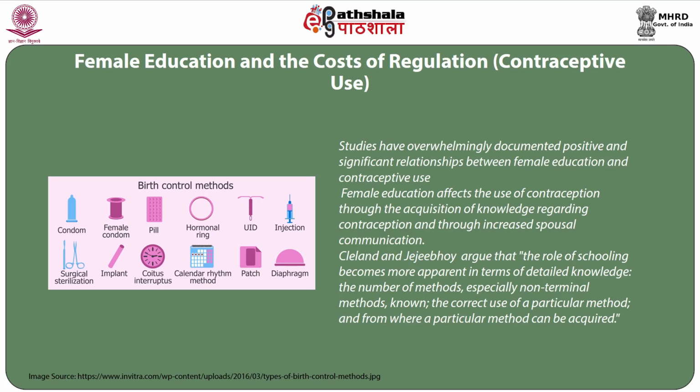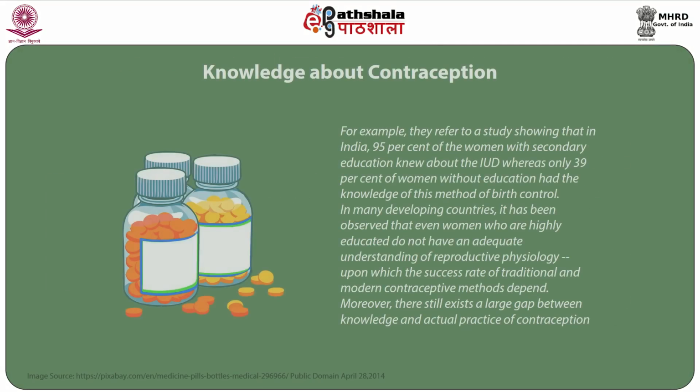Knowledge about contraception. There appears to be a positive relationship between education of women and contraceptive knowledge. Cleland and Jejeebhoy argue that the role of schooling becomes more apparent in terms of detailed knowledge: the number of methods, especially non-terminal methods, known, the correct use of a particular method, and from where a particular method can be acquired. For example, they refer to a study showing that in India, 95% of women with secondary education knew about IUD, whereas only 39% of the uneducated women had the knowledge of this method of birth control.